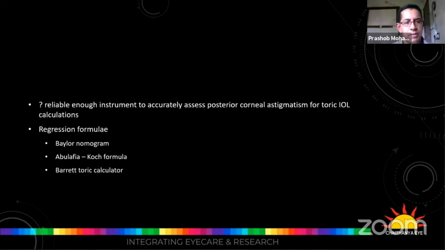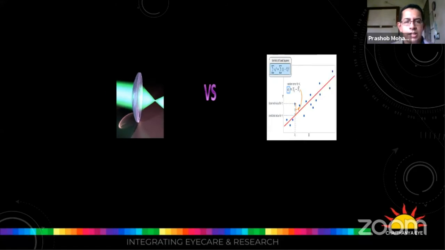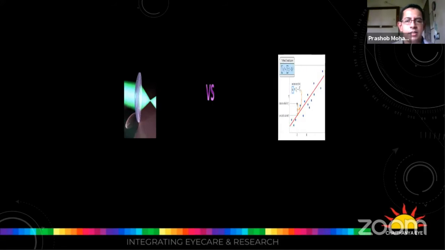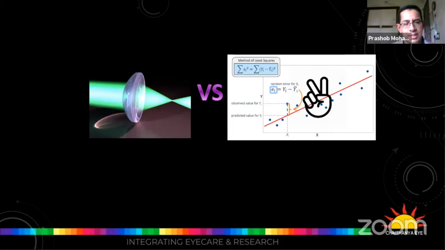These are expensive instruments. Even if you don't have these instruments, you can quite accurately calculate the posterior corneal astigmatism and the total corneal astigmatism using regression formulae. The regression formulae which were used in the past were the Baylor nomogram and the Abulafia-Koch formula, which is still available on the Physiol toric IOL calculator. The latest one is the Barrett toric calculator, which is freely available for everyone. In the battle between optics and regression formulae, the statistics have won right now.